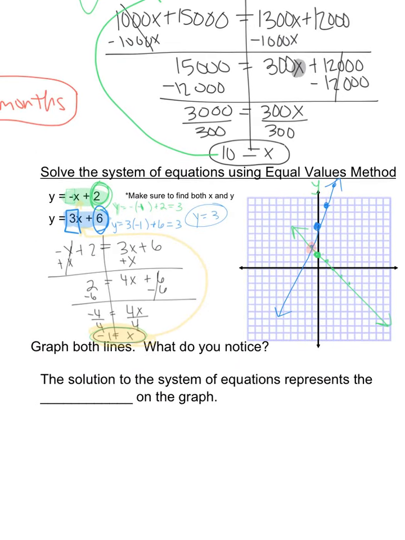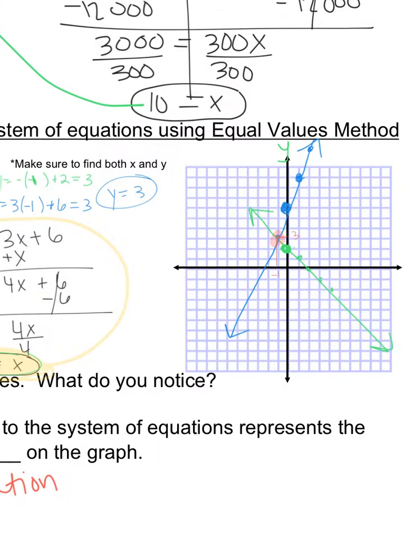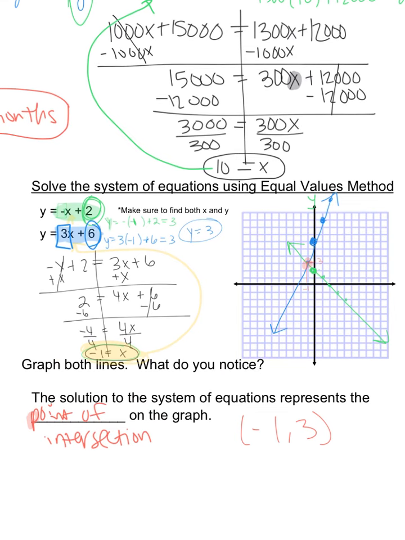The last sentence says the solution to the system of equations represents the point of intersection. On this graph specifically, the intersection point is at negative 1, 3, and we write it as a coordinate: negative 1, 3. That matches our answer from before, when the x was negative 1 and the y was 3.